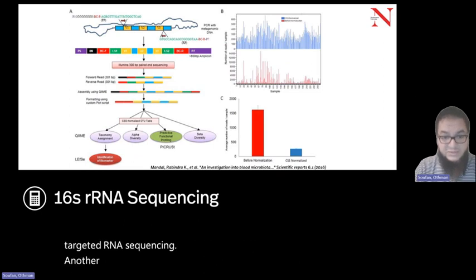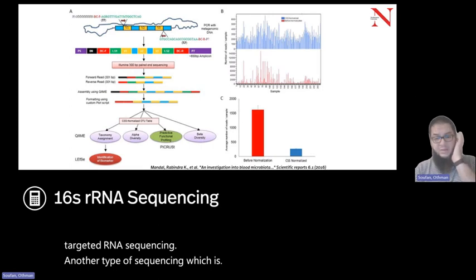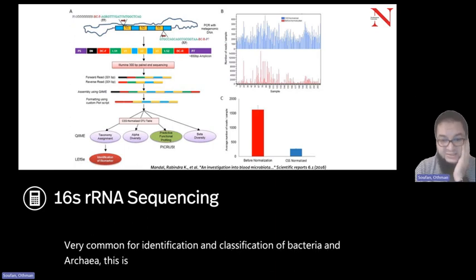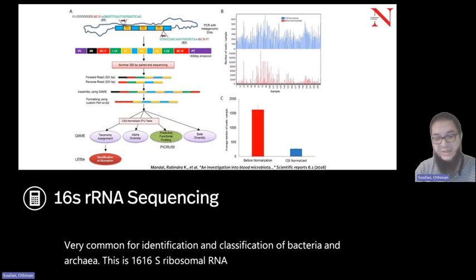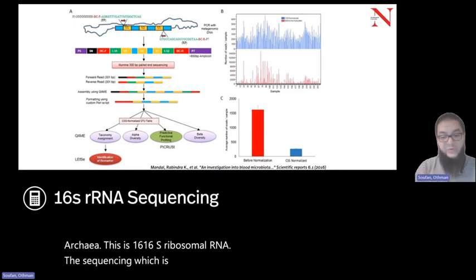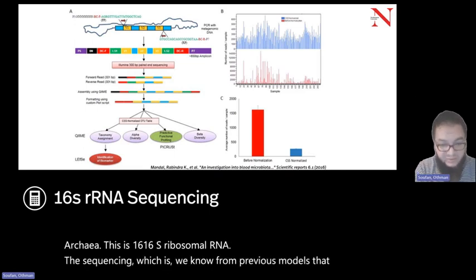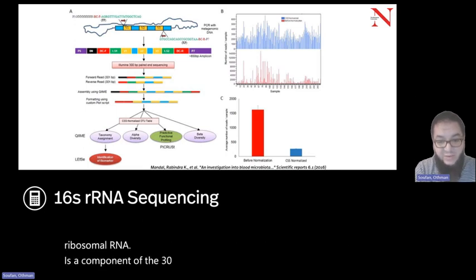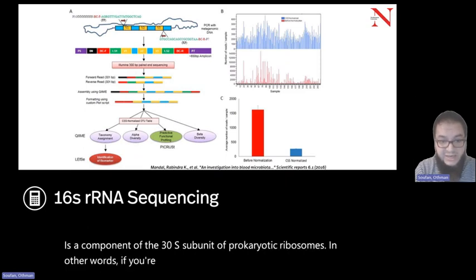Another type of sequencing, which is very common for identification and classification of bacteria and archaea, is 16S ribosomal RNA gene sequencing. We know from previous models that 16S ribosomal RNA is a component of the 30S subunit of prokaryotic ribosomes. In other words, if we're interested in bacteria and these species, this is the way to go.